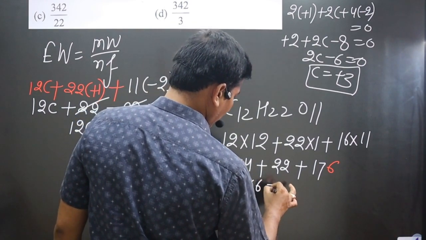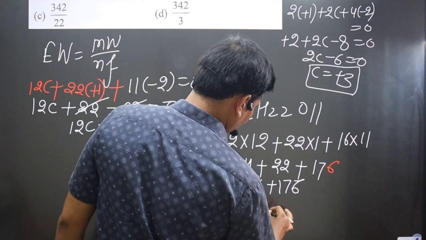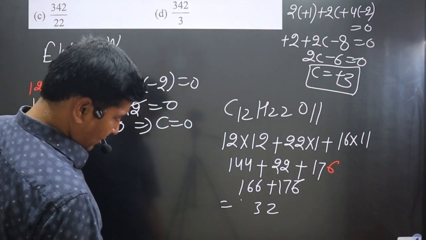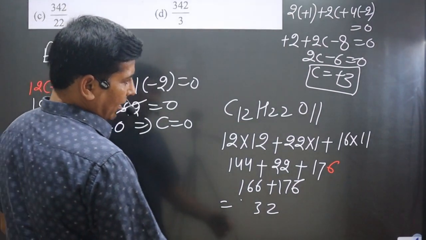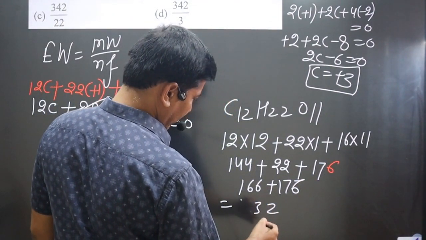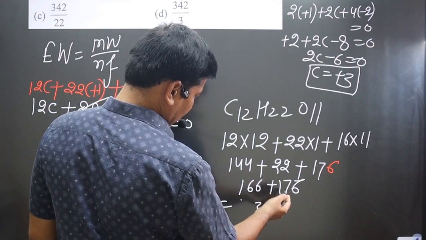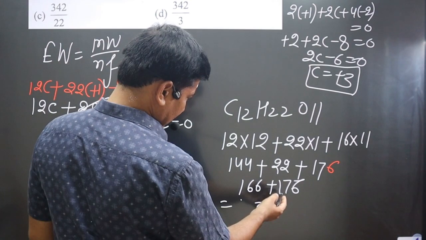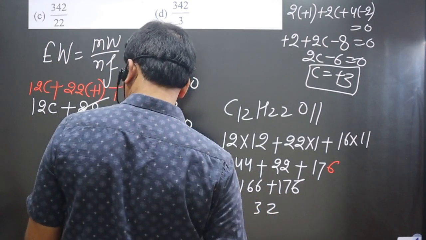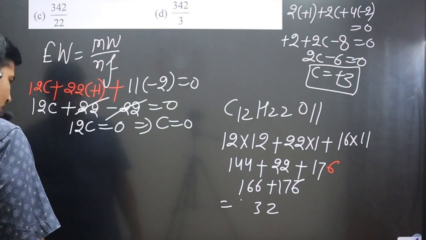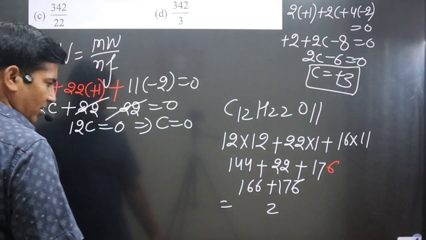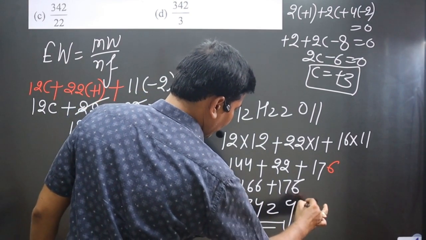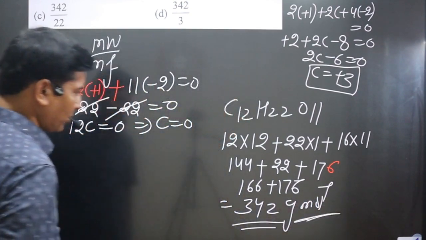144 plus 22 plus 176. Okay, let me correct, it should be 342. It is 342 gram per mole. Okay, 342 gram per mole.